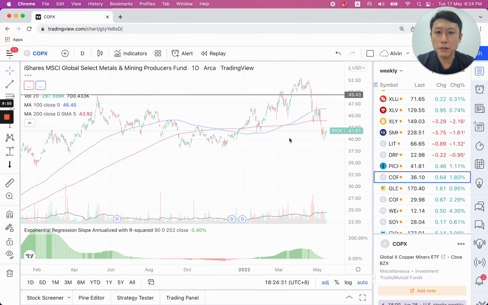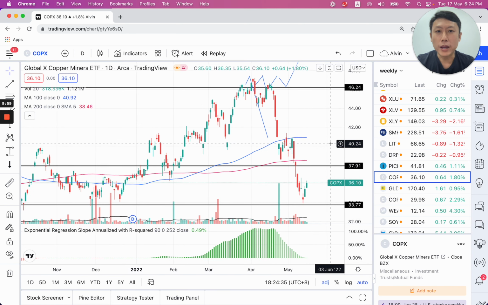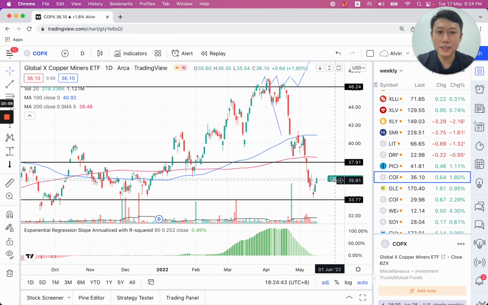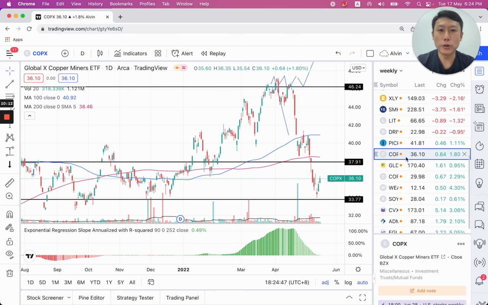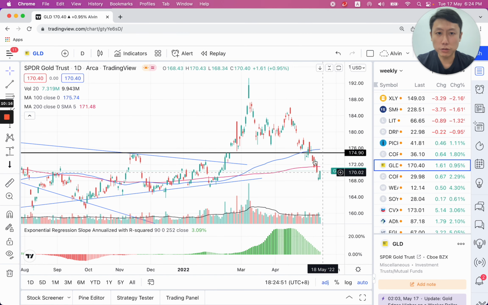And copper as well, right, which is one of the metals, has gone down quite a fair bit, okay, where I was looking at whether it can break this resistance, but unfortunately it couldn't, and it just went down all the way. So this is also another sign that copper and the metal sector within the commodities are weak. Gold as well has gone below the moving average. Okay, so this is also something where the trend couldn't be sustained.